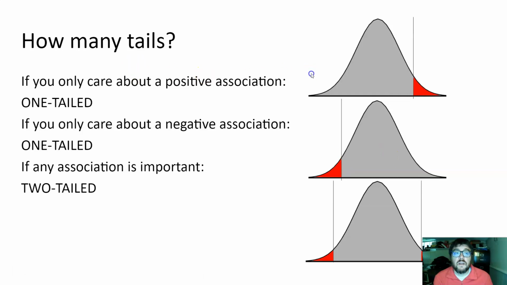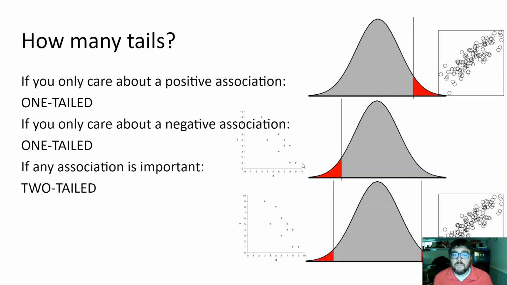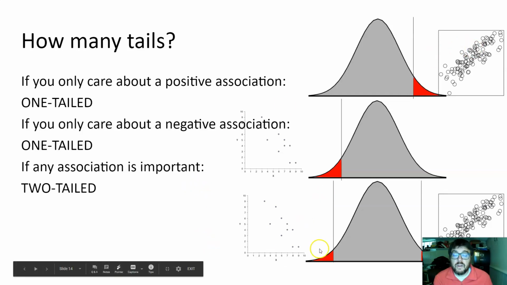So again, we only care about a positive. Oh, that's funny. They came in the wrong order. So if the only kind of correlation you care about is a positive correlation, then it's a one-tailed test. If the only kind of correlation you care about is a negative correlation, it's also a one-tailed test. If you care about both positive and negative correlations, it's a two-tailed test. Goodness, I need more coffee today.